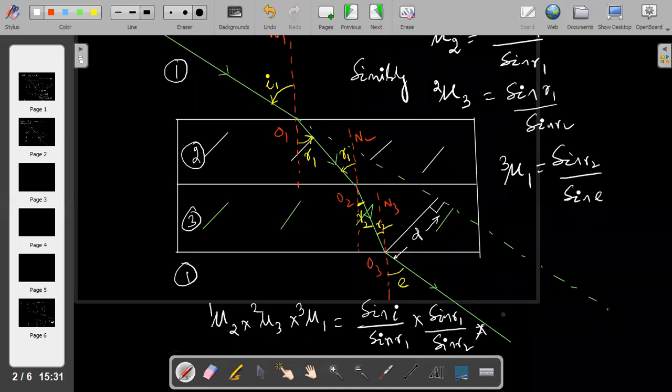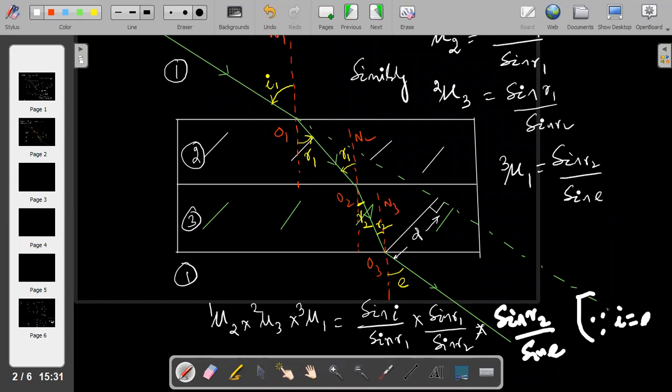Sir, mu 1 with respect to 3 can be written as sin R2 by sin E. Sin R2 is the angle of incidence, E is the angle of refraction. Clear? Do you follow this or not, Spandan? Yes, sir. Now we know that I is equal to E.